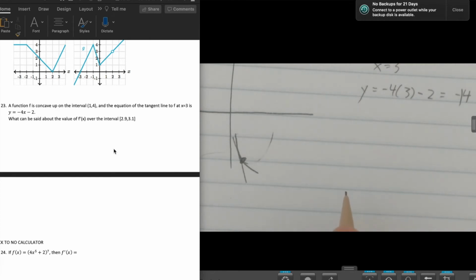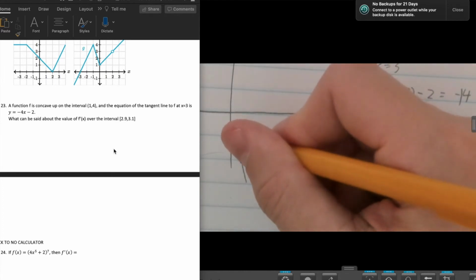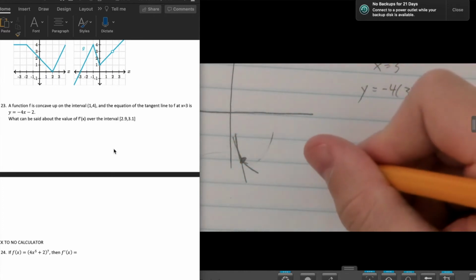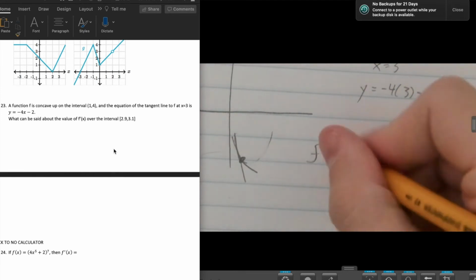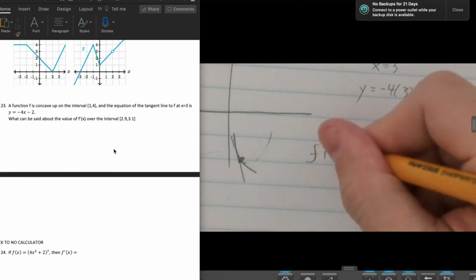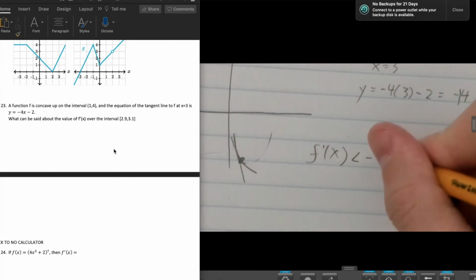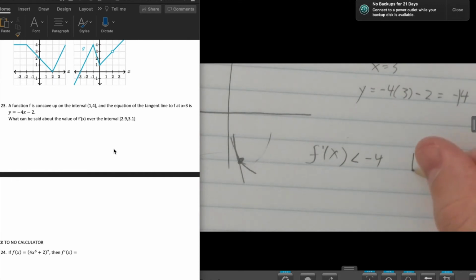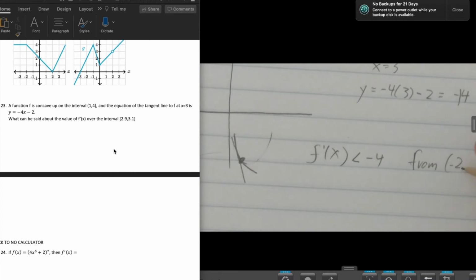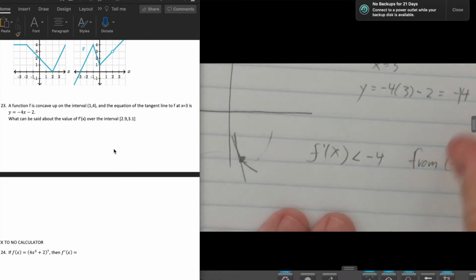What can be said about the values of f prime over the interval 2.9 to 3.1? Well, f prime is negative, but it's getting less negative. So we can maybe say it like this: f prime of x will be less than negative 4. It will be more negative from 2.9 to 3.